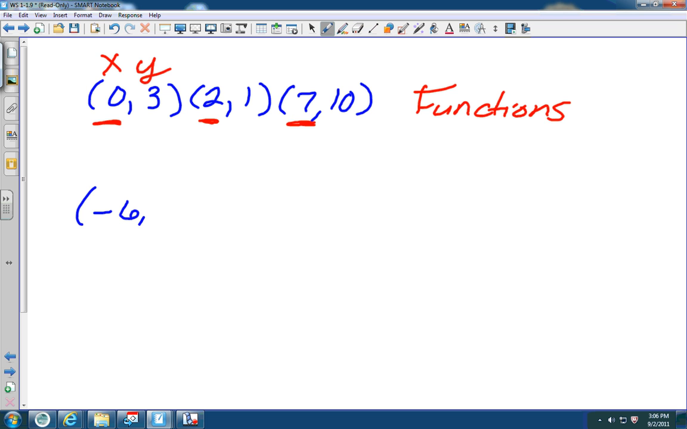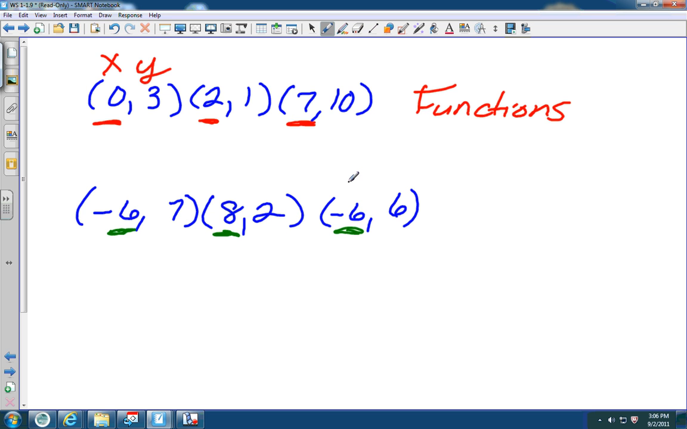Now, if we had this, and I go and I underline all these x's, if you notice right here, I have -6 and I have -6. Since they are the same, this is not a function.